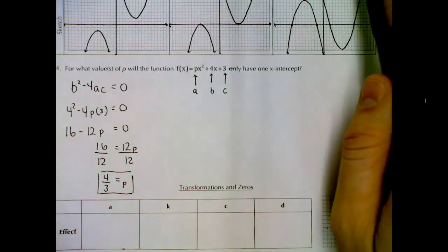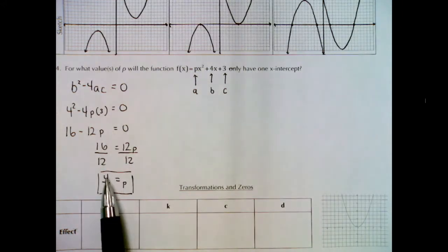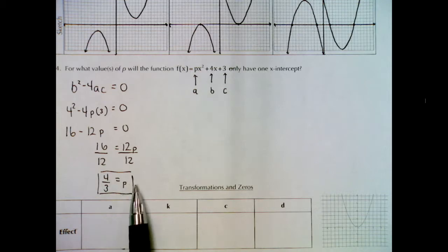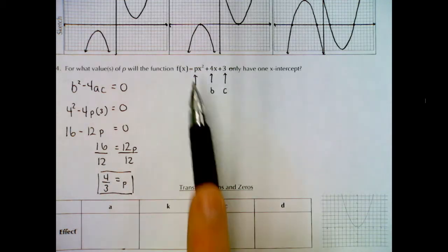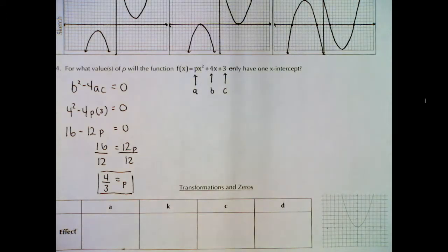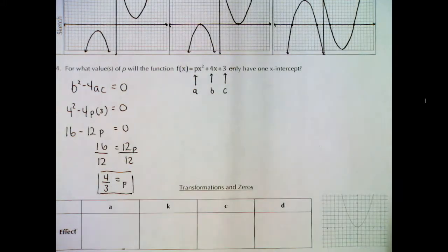And if we wanted to do 2 real roots, we put a greater than sign there, solve it out, and we'd have 4 over 3 is greater than p. But if you read it this way, p is less than 4 over 3. So if p is less than 4 over 3, we get 2 real roots. So that 4 over 3 becomes key. And depending on what the question is, you can just use the discriminant, solve it out, and come up with a solution for what p would have to be for certain different scenarios.